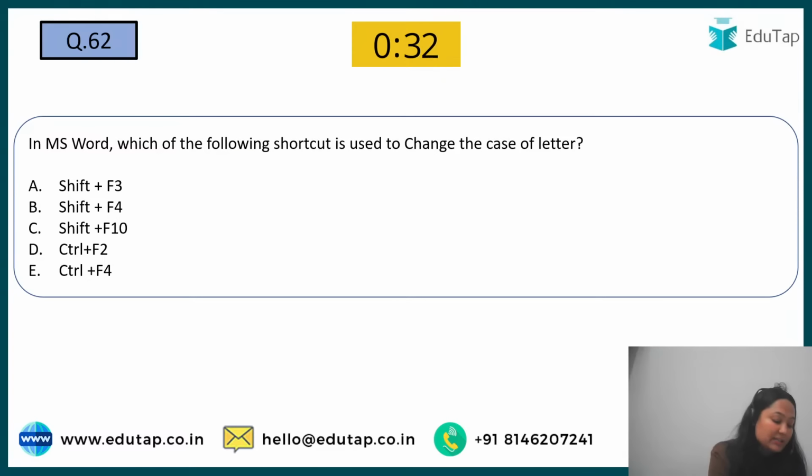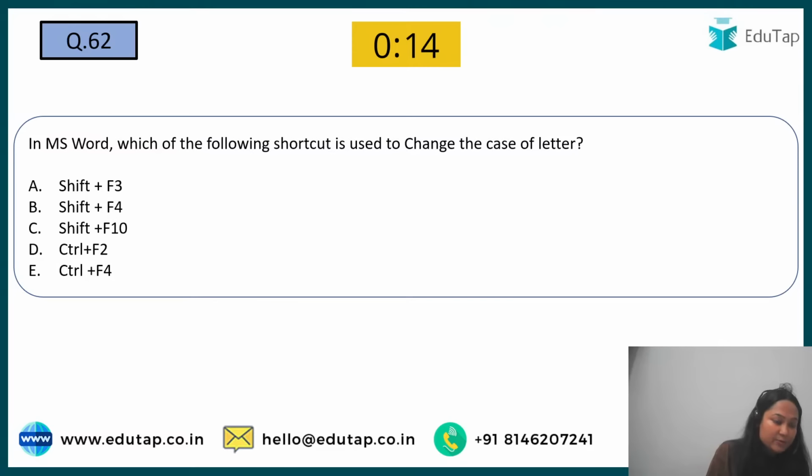This is a very direct question. If you know the answer you can answer. If you don't know the answer, don't waste your time. Although I would request you, if you want to score good, 4 to 5 questions can easily be asked from shortcuts. So make a separate file for shortcuts and revise it. Some shortcuts you can open on the computer and apply in real time so that they are retained in your mind for a greater time.